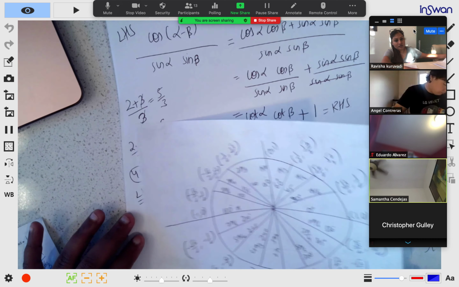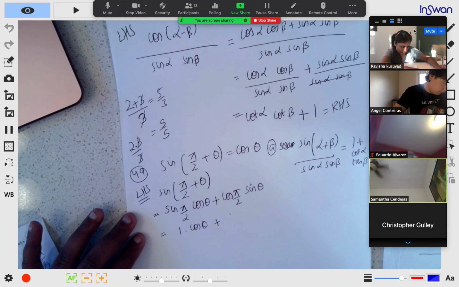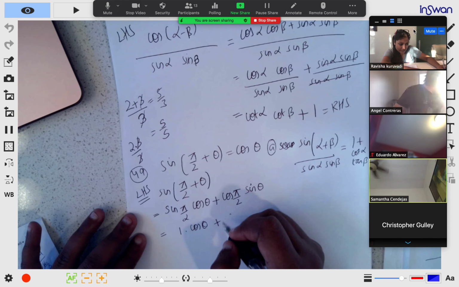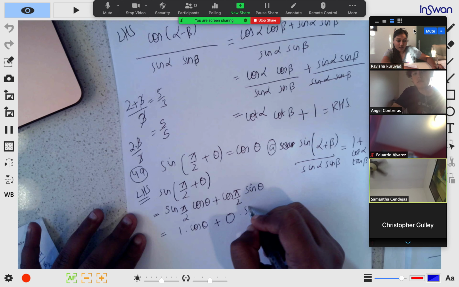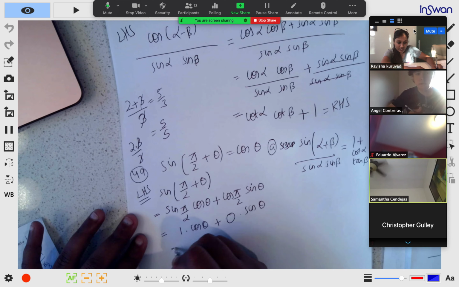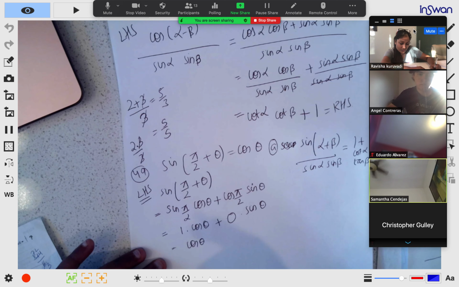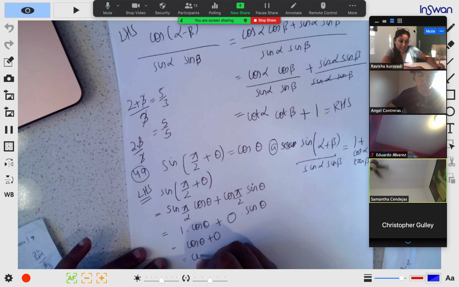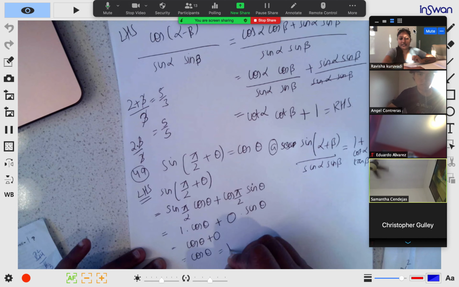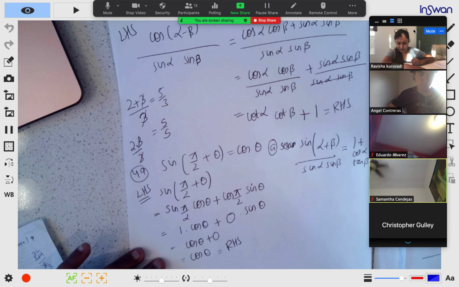So for cosine, it is 0. So you get 0 times sine theta. 1 times something will give me cosine theta, and 0 times something gives me 0, right? So you're left with just cosine theta, and that was your right hand side. Good, Samantha.